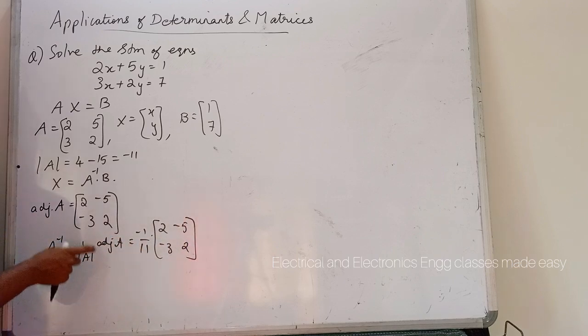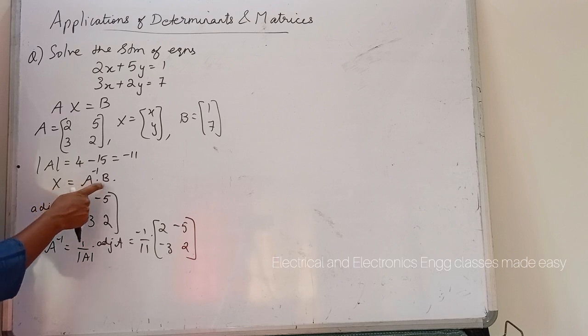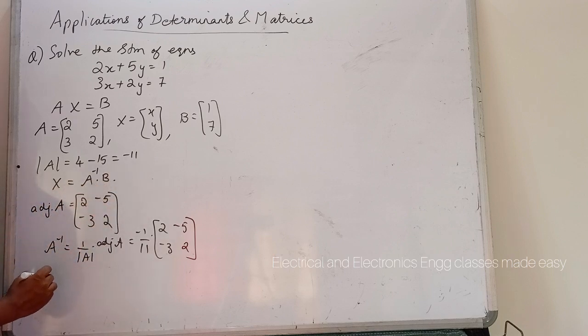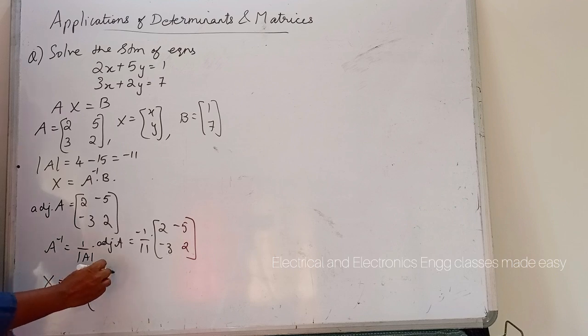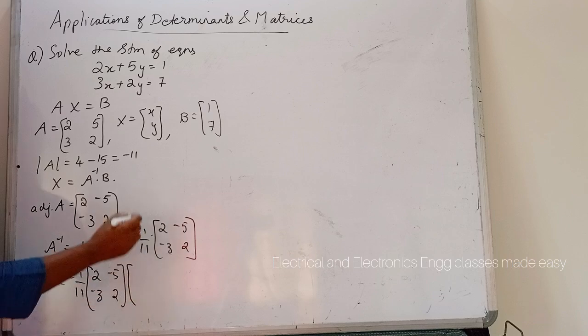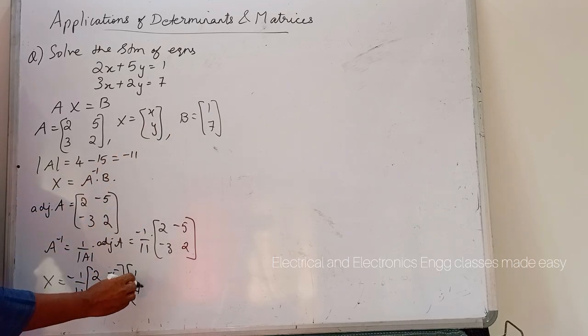Now we can find the value of this x. That is x is equal to A inverse into B. So x is equal to A inverse, which is this one: minus 1 by 11 into the matrix 2, minus 5, minus 3 and 2, then into B, which is 1 and 7.